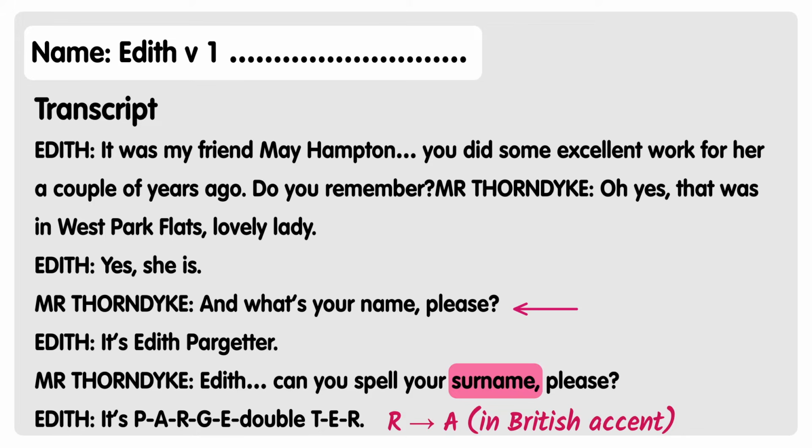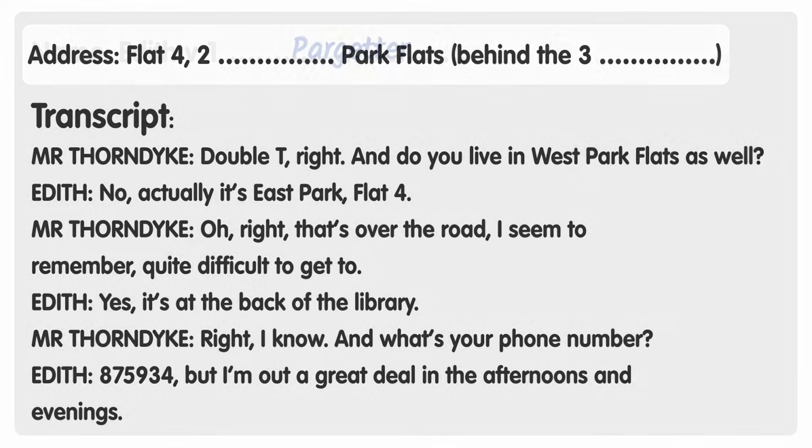Now let's jump to our next question, which is question number 2. So first, we know that we are going to write something, the name of the flat, in the second blank. Address is flat 4 blank Park Flats. Behind the, then we should write something. Okay, let's continue the transcript here.